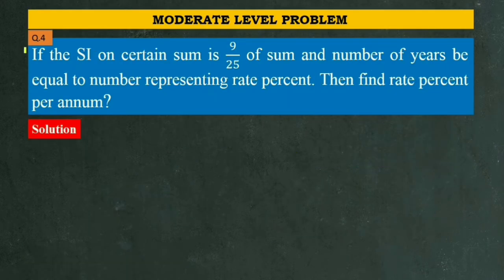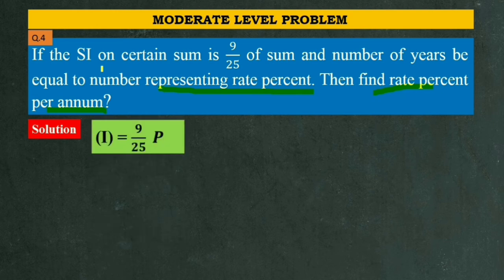Now we look towards the fourth problem. If the simple interest on a certain sum is 9 by 25 of the sum and the number of years is equal to the number representing the rate percentage, then find the rate percentage per annum. Here we have to calculate the rate percentage. In the question it is initially given that simple interest equals 9 by 25 of the principal. So we will simply relate it and calculate the value of I and P.